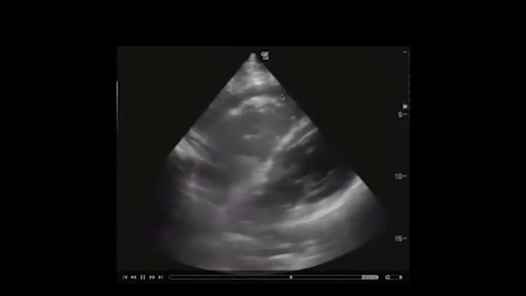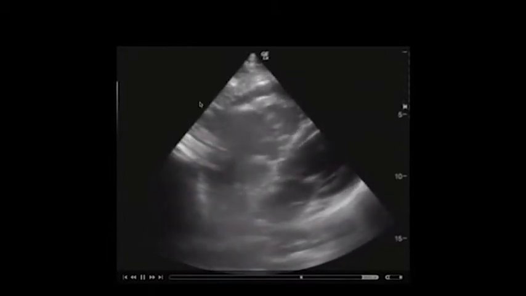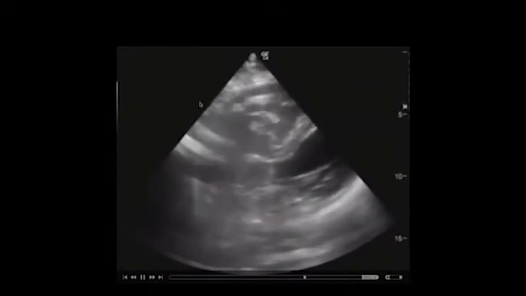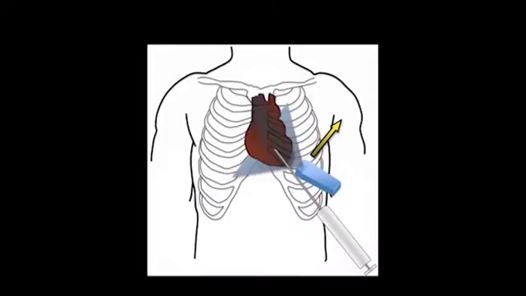Once the catheter is in place and it's hooked up to drainage, you can actually see the pericardial effusion diminish in size. And here we can see that pericardial effusion getting much smaller.